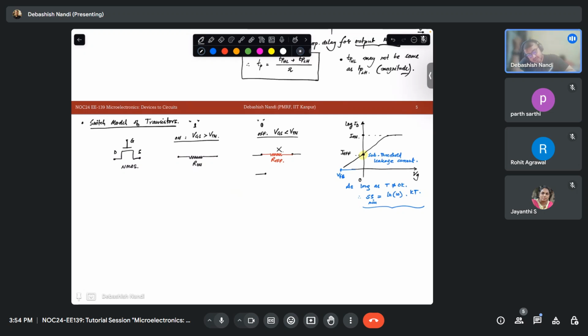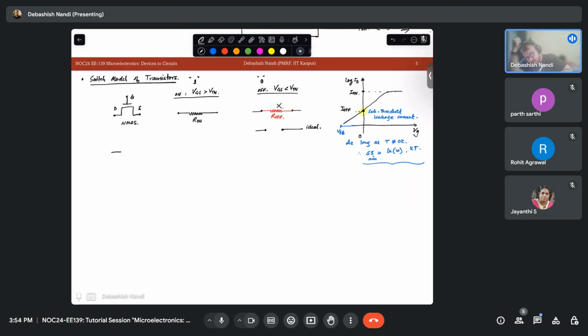So you understand that it is something like this. This is ideal. So how do you represent the switch model? It is something like this. This is your R on, this is your source, this is your drain, and this is your gate terminal. When the gate is on, current will flow from drain to source via a resistance R on. When the gate is off, the switch is open, no current flows. So that is an open circuit.